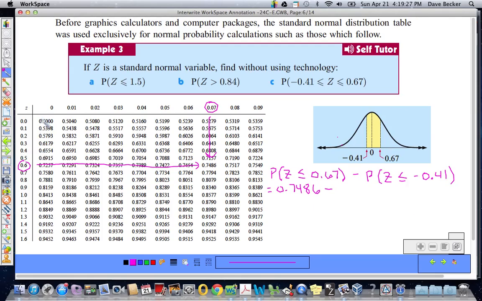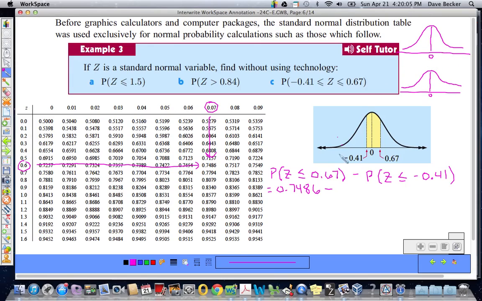So I go here. Oh, hold the phone, Chuck. These are positive numbers. How in the world am I going to be able to use my table for a negative value? Because these are all positive. Very simple. We are going to use symmetry. It just takes a little bit of thought, and I'm going to show you what I mean here using a curve. Here's our mean, and our mean is 0. This is a standard normal distribution.